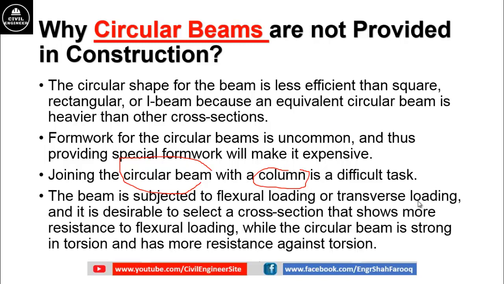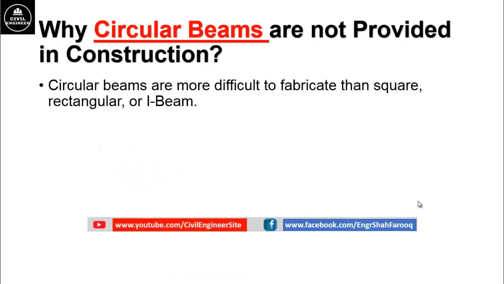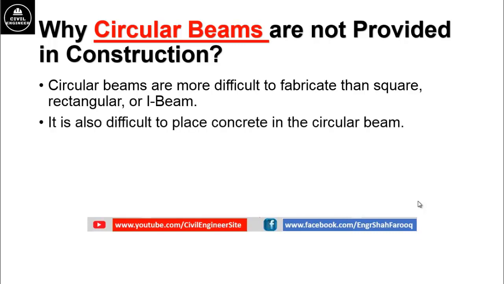As we have discussed in the previous slide, a beam is subjected to flexural loading or transverse loading, and it is desirable to select a cross section that shows more resistance to flexural loading. While the circular section is strong in torsion and has more resistance against torsion, it is weak to resist flexural or transverse loading. Circular beams are more difficult to fabricate than square, rectangular or I-beams. It is also difficult to place concrete in circular beams.